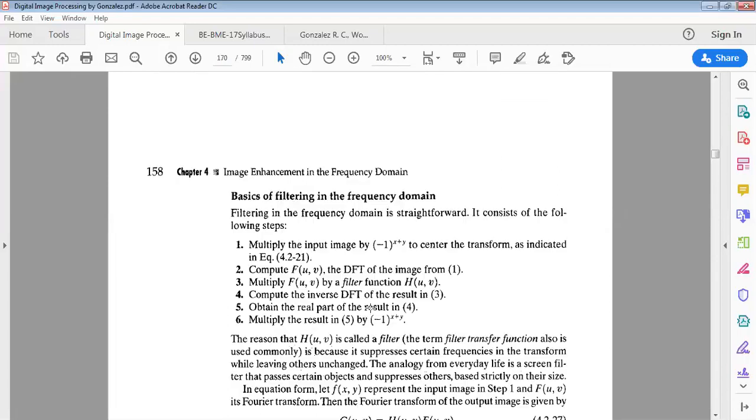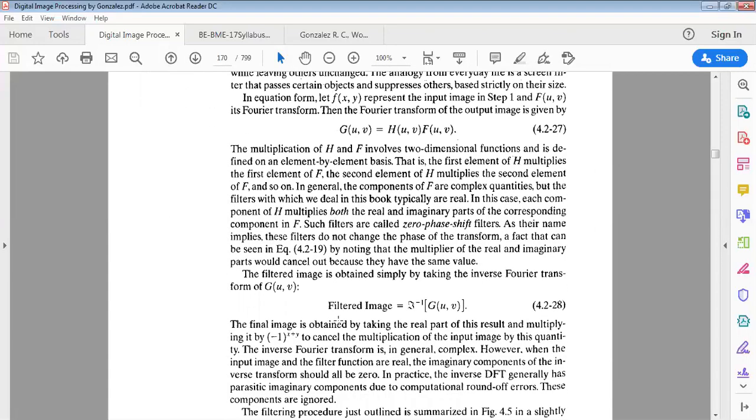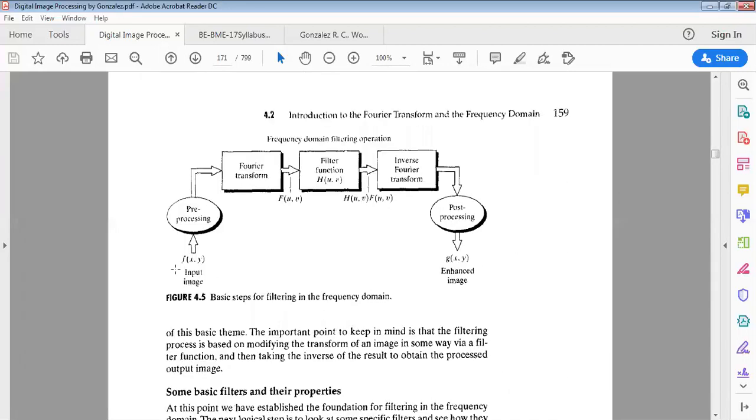Coming to the basics of filtering in the frequency domain, it is simple and straightforward. It consists of 6 steps. Now let us see the figure first and then come back to the explanation. You can see here, this block diagram explains the basics of filtering in the frequency domain. So we have the input image f of x,y over here. There are some pre-processing steps like multiplying the input image by minus 1 raised to x plus y, cropping, gray scale toning, and so on. Different operations will be there.